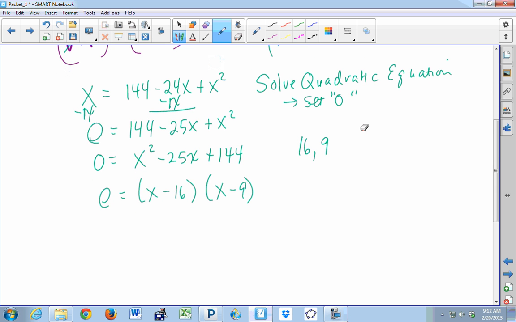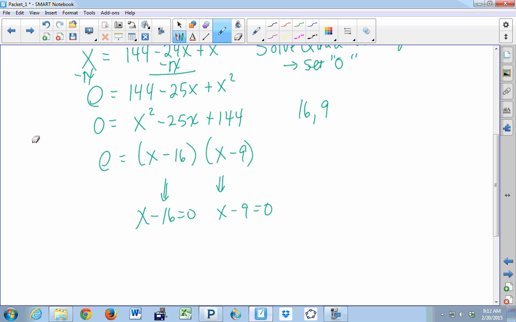And if you couldn't figure out those factors, you could always use your quadratic formula. Anytime your answers are rational numbers, you know you could factor it. You set each factor equal to 0. Remember, you're always solving equations. Always, always, always. And your picky math teacher will take off if you don't continue to have equations all the way down. x equals 16 and x equals 9.